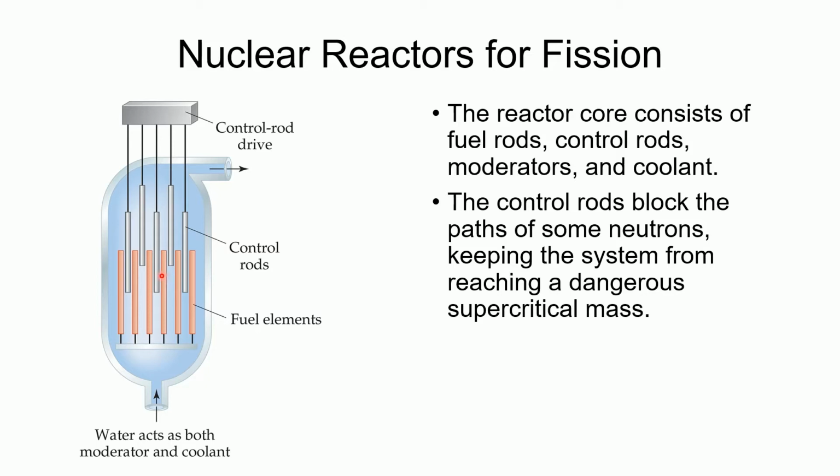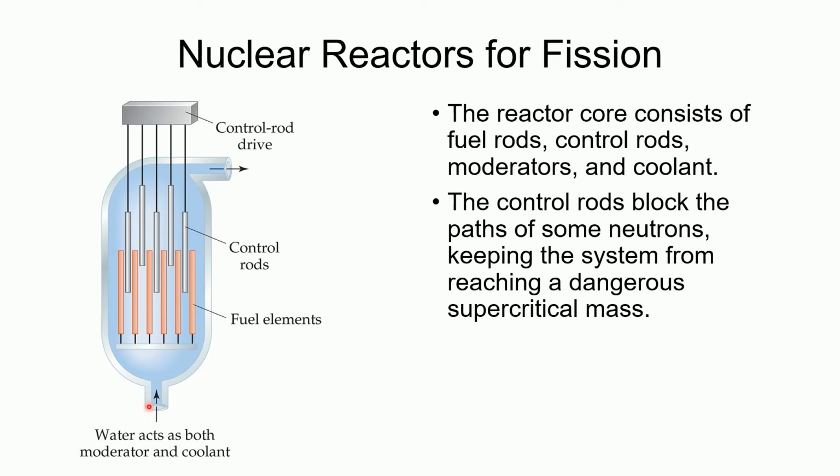And if you need to slow everything down, then the control rods can come down. There are automatic systems so that if something goes wrong, the control rods will just fall down. They will fall into their position, and that will prevent the reaction from going supercritical.